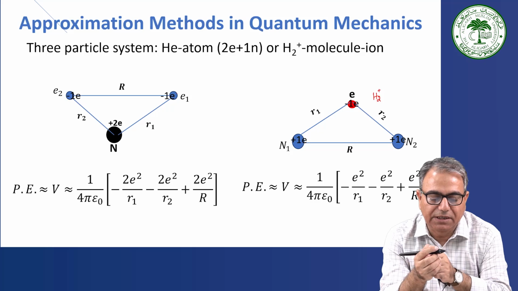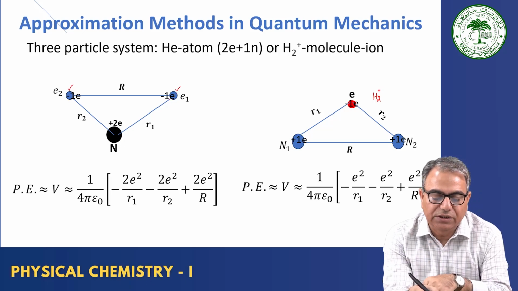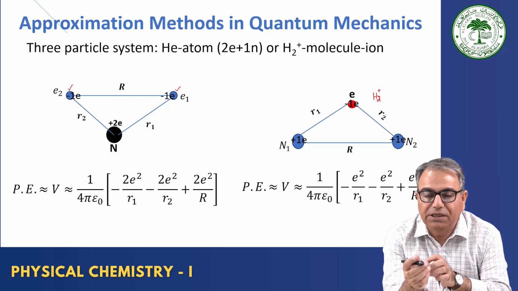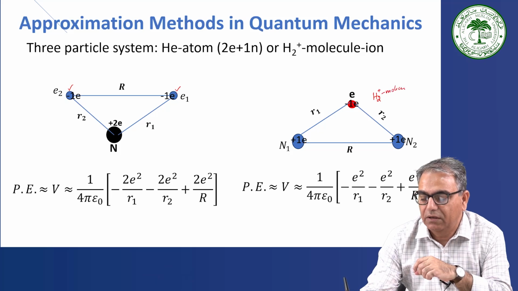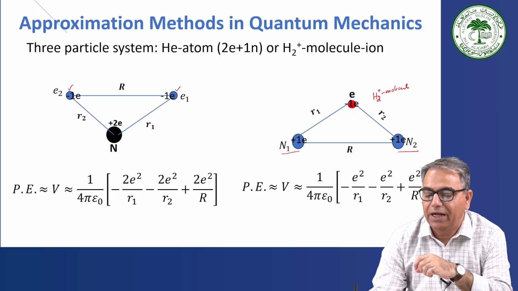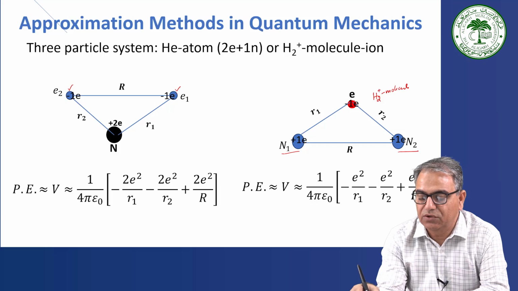If you look at the helium atom, you have one nucleus with two charges, two protons, and you have two electrons, one electron here and an electron here. These electrons are attracted by the nucleus, both electron 1 and electron 2, and there is an inter-electronic repulsion between the two electrons. In contrast, if you talk about the H2 plus molecule ion, here you have two nuclei, N1 and N2, and one electron. The electron will be attracted by N1 and also by N2, but there will be internuclear repulsion R.